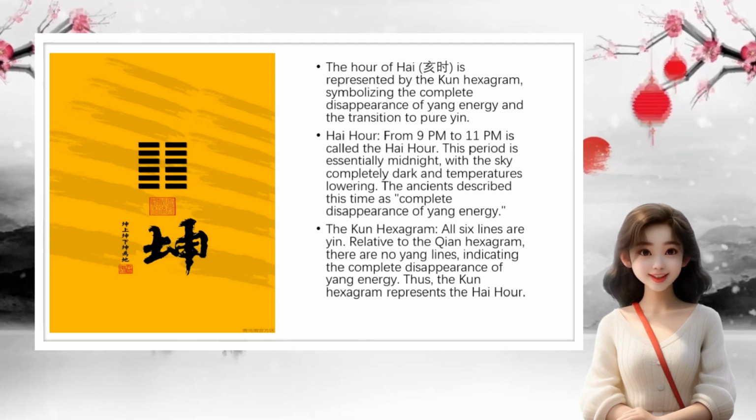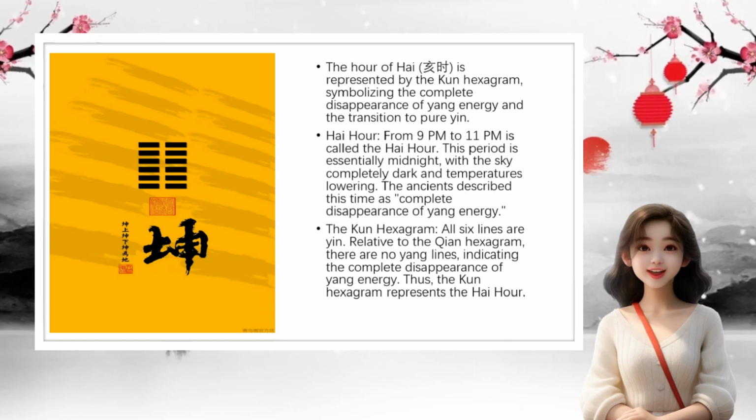The Kun hexagram. All 6 lines are yin. Relative to the Qian hexagram, there are no yang lines, indicating the complete disappearance of yang energy. Thus, the Kun hexagram represents the Hai hour.